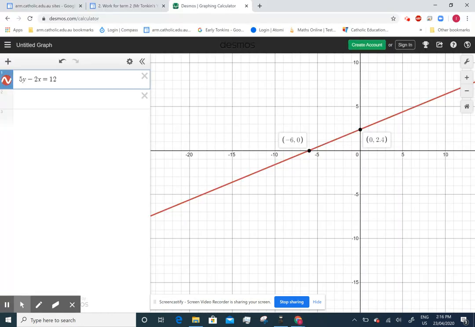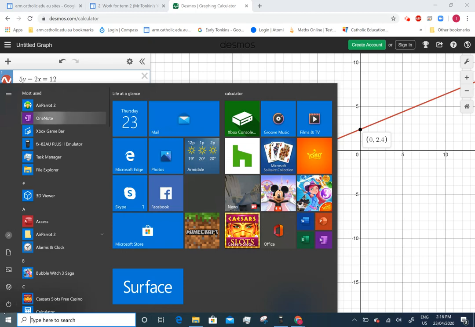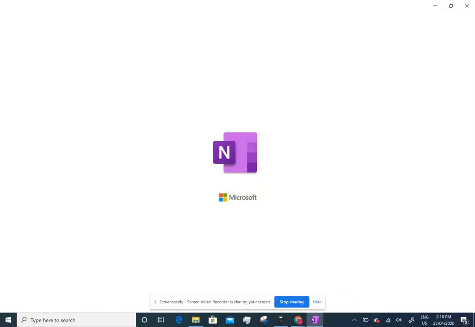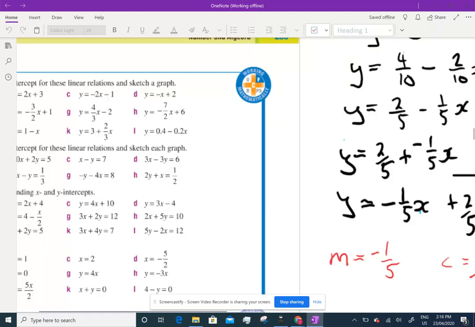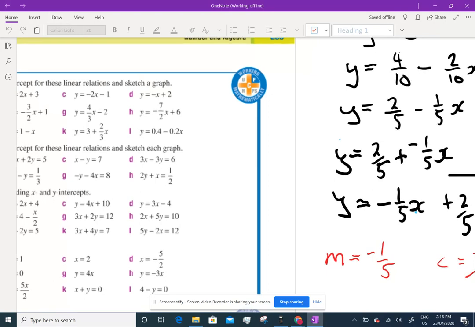Oops, I just lost my OneNote. I'll get it back up. Come on. Thank you. Yeah, there is a trick to doing it. Okay. When it's written in this form.